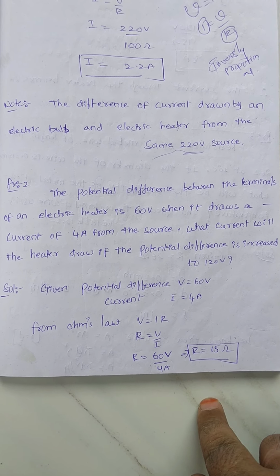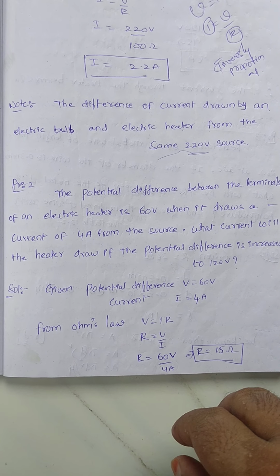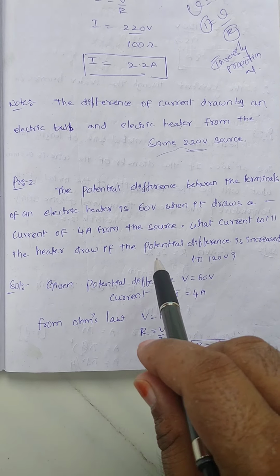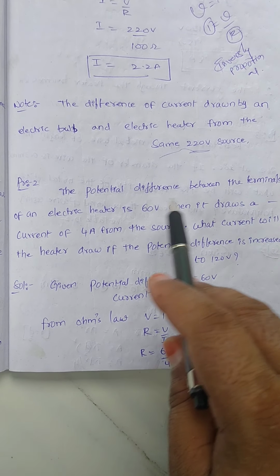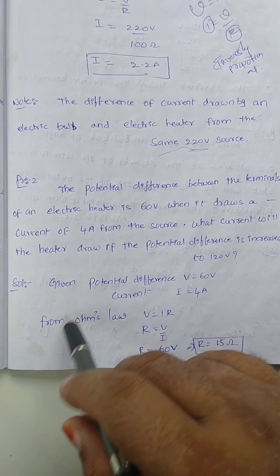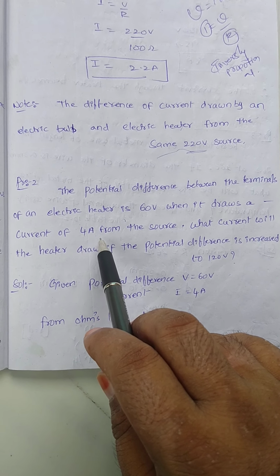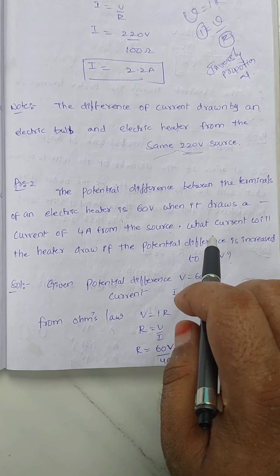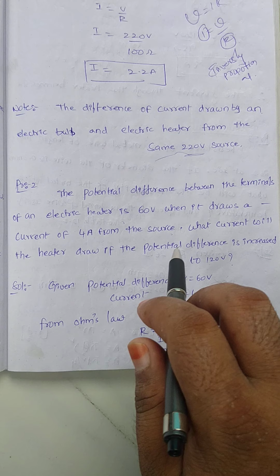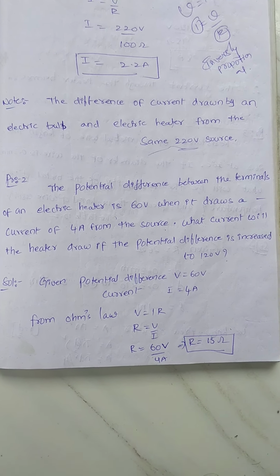Dear students, I want to discuss one more problem related to Ohm's law. The problem is: the potential difference between the terminals of an electrical heater is 60 volt when it draws a current of 4 ampere from the source. What current will the heater draw if the potential difference is increased to 120 volt?